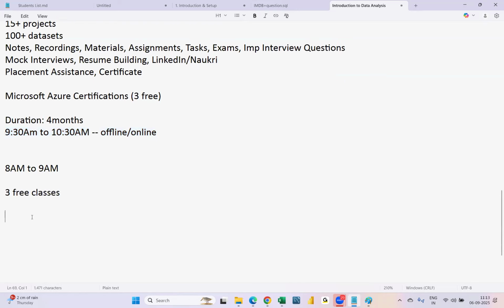Next class is on the 10th of September at 9:30 a.m. The offline location is in Ameerpet, Hyderabad, on SAP street. Our team members will share the exact location if you reach out to them, but it's in Ameerpet, Hyderabad, SAP street. On the 10th of September, 9:30 a.m., we have both offline as well as online. So please try to join the next class also.